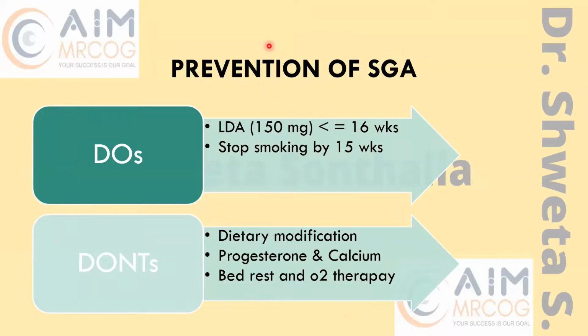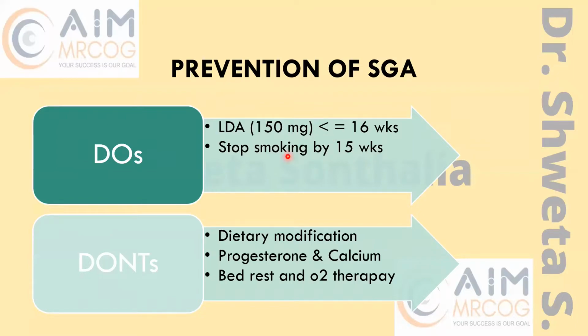Okay, now prevention of SGA. Sometimes they ask you what you can do to prevent it. This is what they have asked in, I think, a recent exam also: how you will prevent. So for prevention, only low dose aspirin and stopping smoking are recommended. Low dose aspirin nowadays is 150 milligrams. So you will give that at less than or equal to 16 weeks if she is at risk, with 2 moderate risk factors or 1 high risk factor for preeclampsia. And you will stop smoking by 15 weeks.